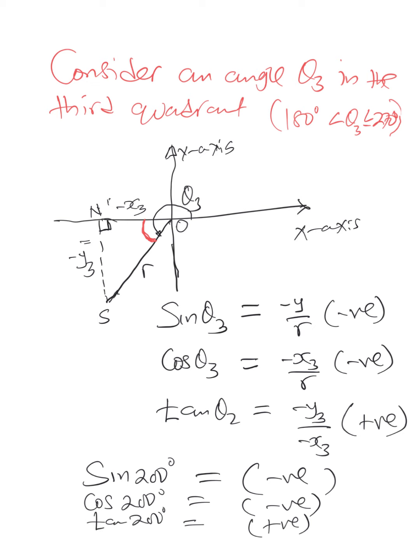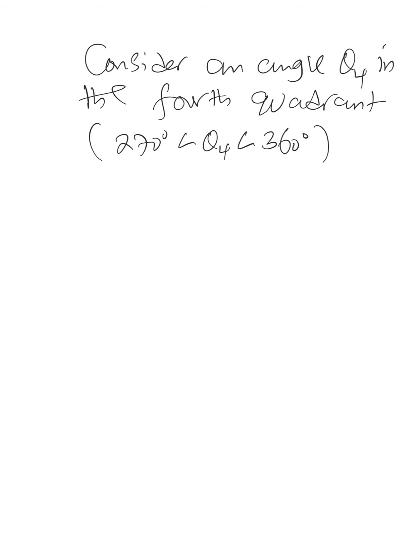We have seen that in the first quadrant, all ratios were positive. In the second quadrant, it is sine that is positive. And in the third quadrant, we are discovering it is only tangent which is positive. Okay, let's look at the fourth quadrant. Let's consider an angle theta 4 in the fourth quadrant, an angle between 270 and 360 degrees.